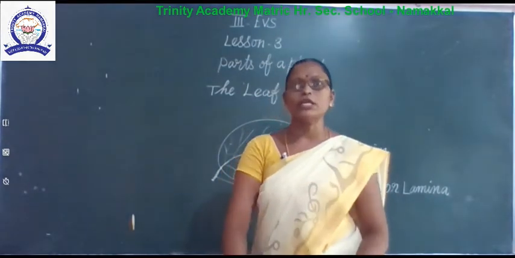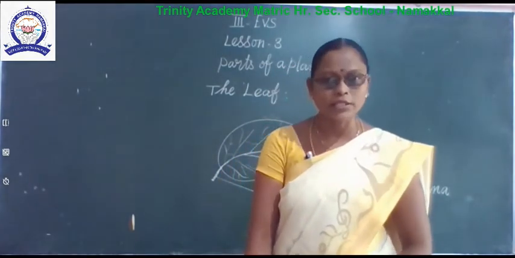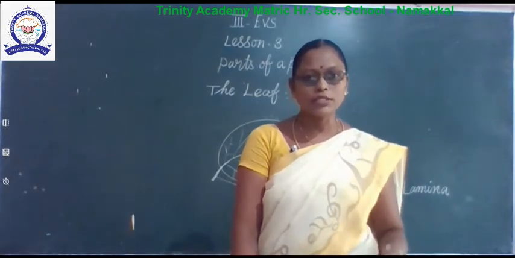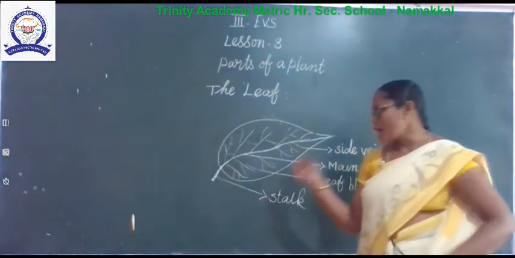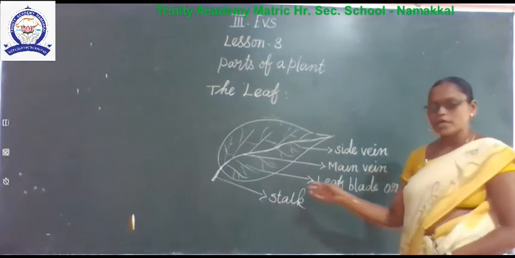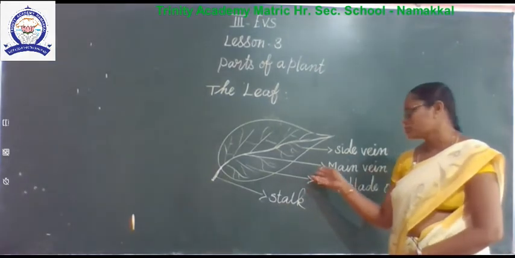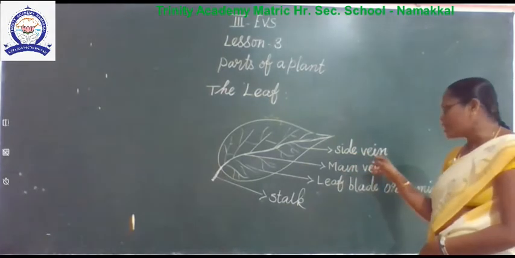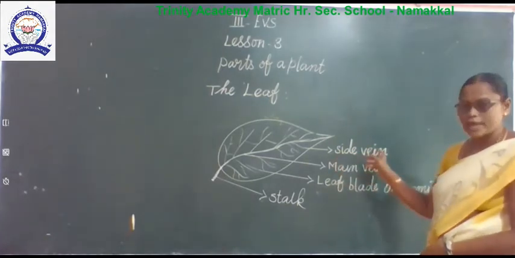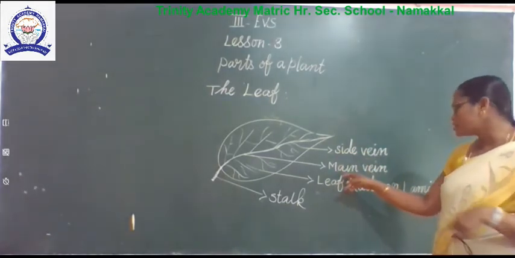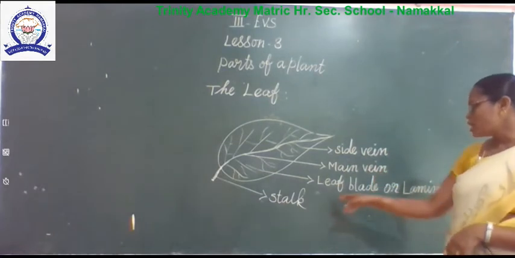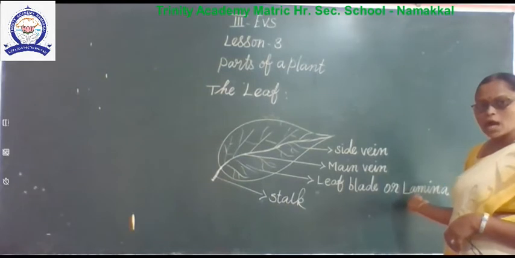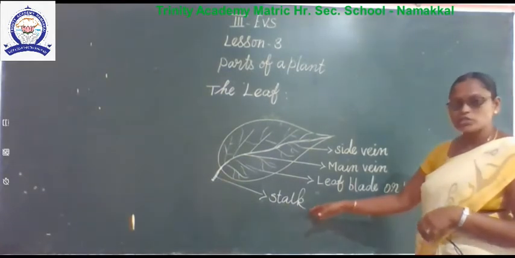First we will see about the leaf and its functions. First we will see leaf and its parts. Structure of a leaf and its parts. First point, side vein. Second one is main vein. Third one is leaf blade or lamina. And last one is stalk.